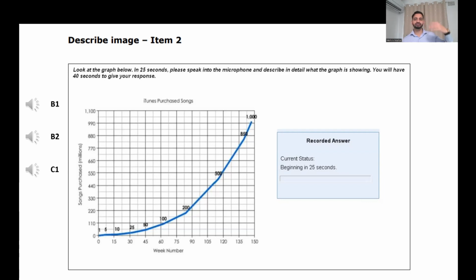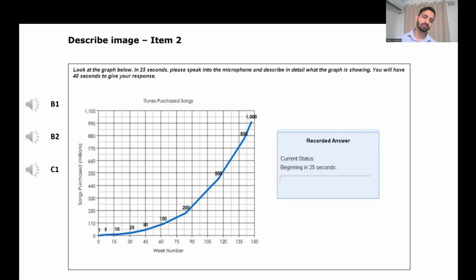All right, I hope you had a chance to look at this image, and obviously this is a line graph. On top, it does give you the topic, iTunes purchased songs. On the left, on the y-axis, we've got the songs purchased, and on the x-axis we've got week numbers. We've got week numbers from 0 to 150, and the songs purchased are in millions. So you should always read what's written there.